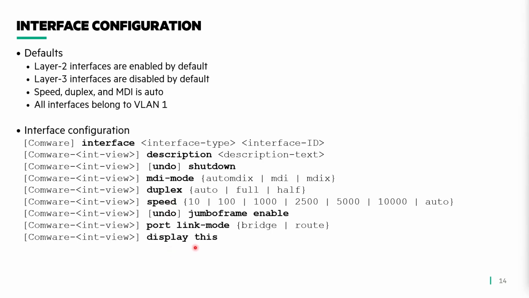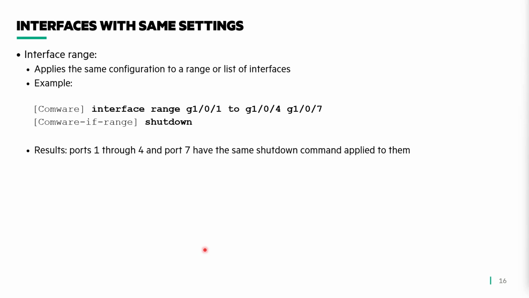Display this is really one of the great commands when you are in the context of something. In this case, you're in the context of the interface. When you issue the command display this, it means show me all the configuration under that context. You can also use a nice command for interface range: interface range, this to that and this. It means I am targeting interfaces 1 to 4 and 7. I'm shutting down all of these, right? So interfaces 1 to 4, and then interface 7, I'm shutting them down in this command.